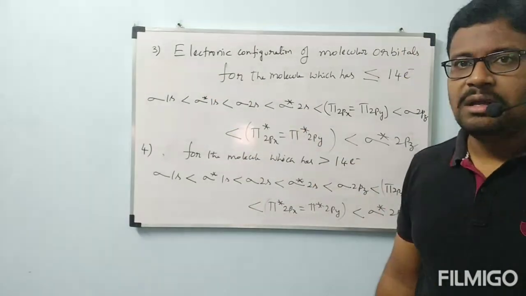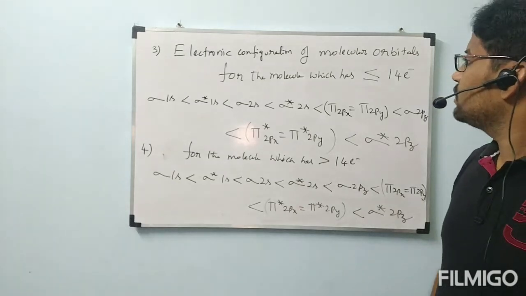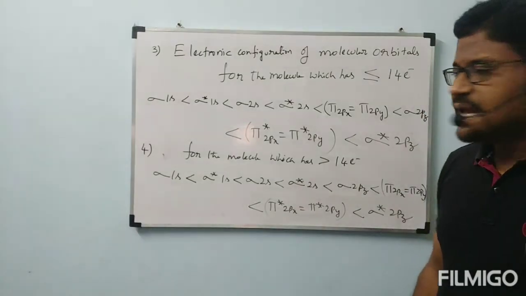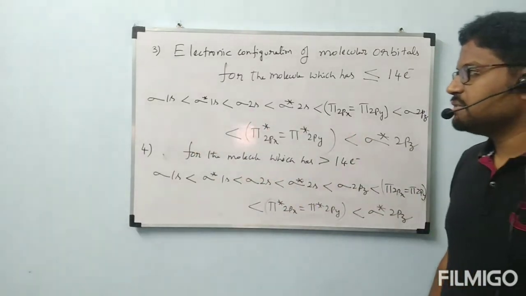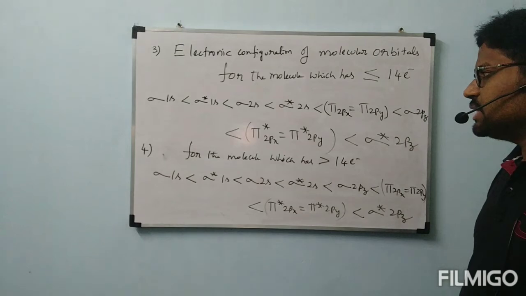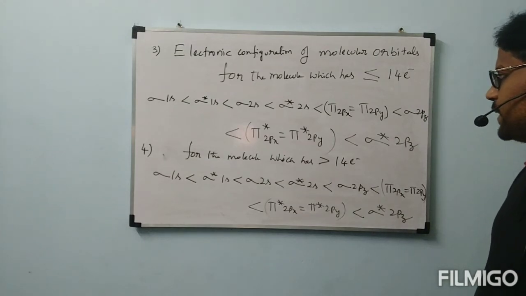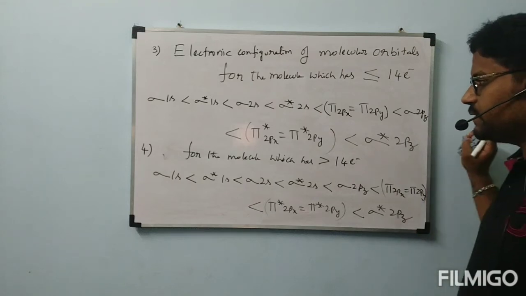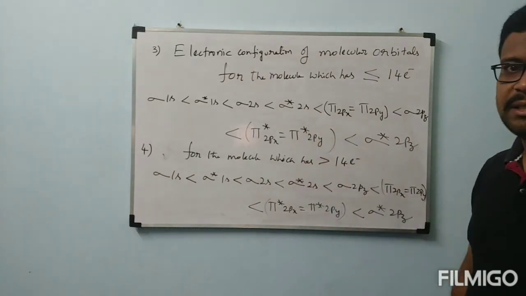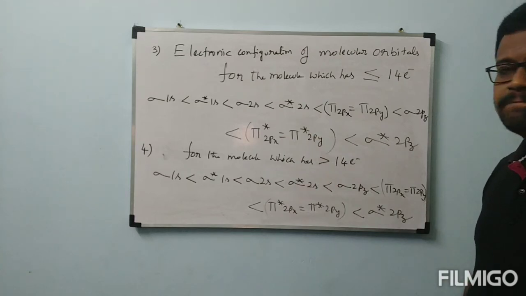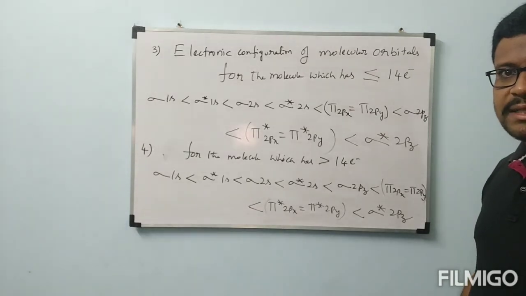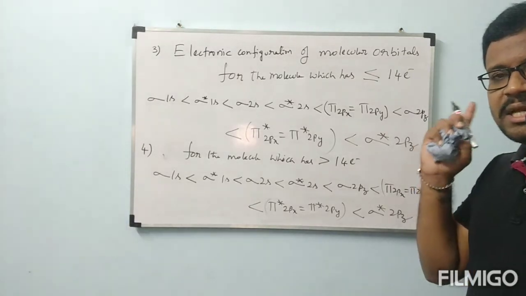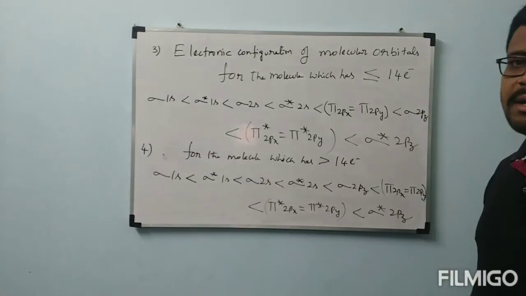Next, third point, electronic configuration of molecular orbitals for the molecule which has less than or equal to 14 electrons. Sigma 1s is less than sigma star 1s, less than sigma 2s, less than sigma star 2s, then pi 2px equal to pi 2py, less than sigma 2pz, then pi star 2px equal to pi star 2py. When I write equal, they have the same energy. This is the energy order. According to this energy order only we have to fill the electrons, like 1s, 2s, 2p, like that here also. But the difference is there they are atomic orbitals, here molecular orbitals.